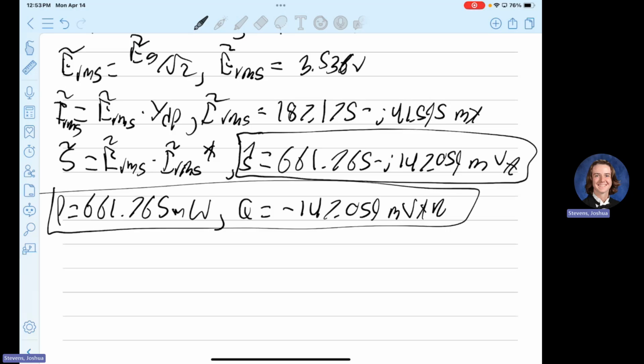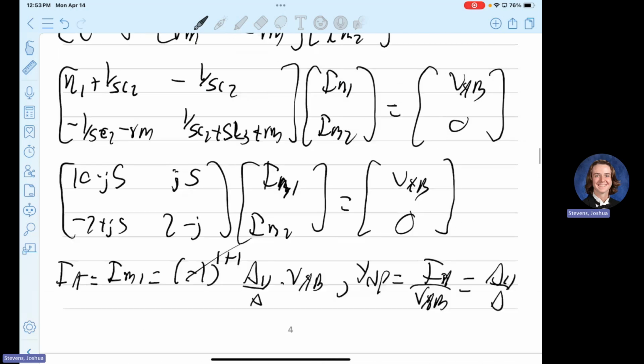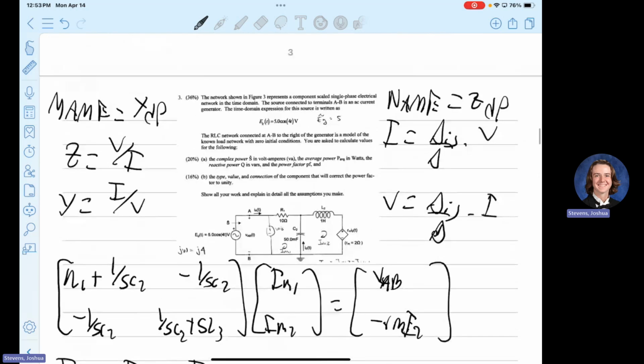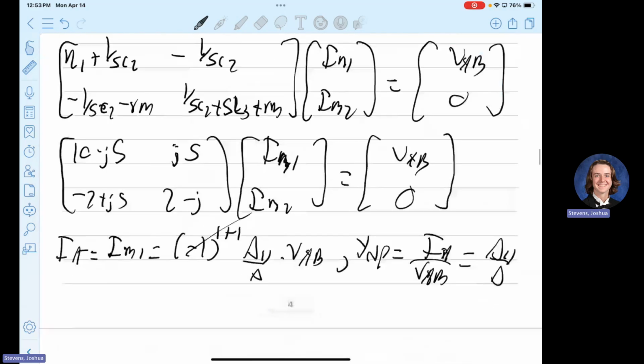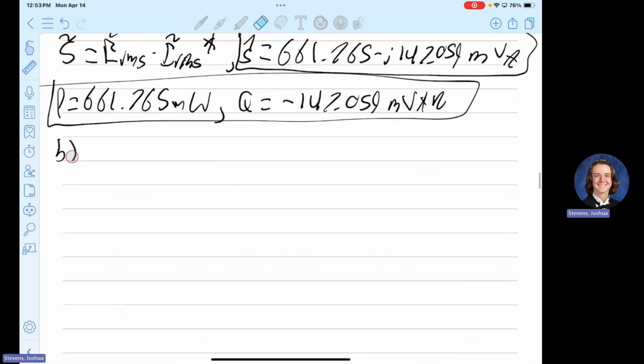That's part A. That's it. Okay, part B. Let's go back to part B. This one's kind of tricky. We have to find the type, value, and connection of the component that will create... I'm so sorry, we are not done. Power factor. Right. I was testing you. How do you find power factor?